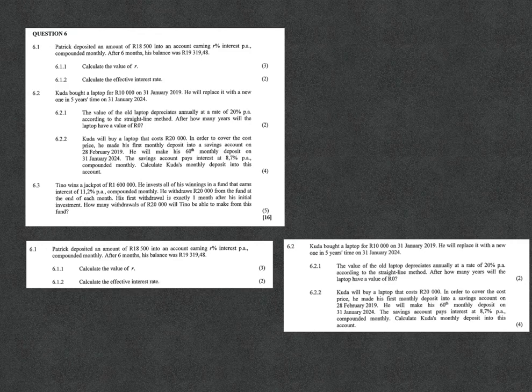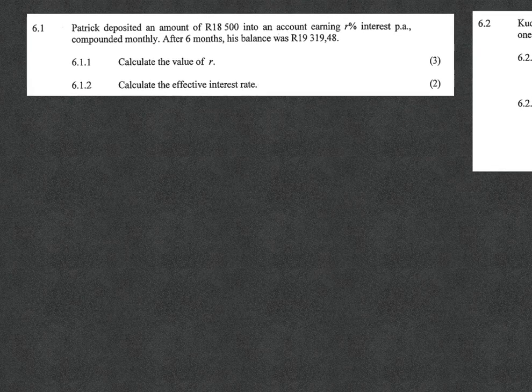Question 6, financial maths. Okay, let's start at 6.1. Patrick deposited an amount of 18,500 Rand into an account earning R% interest per annum, compounded monthly. After 6 months, his balance was that. Calculate the value of R. Okay, so just a basic compound interest formula question.